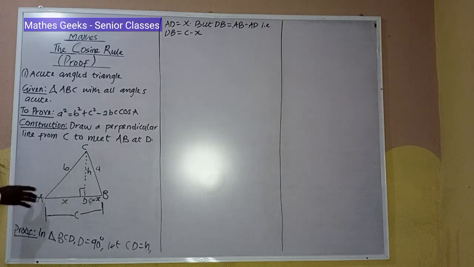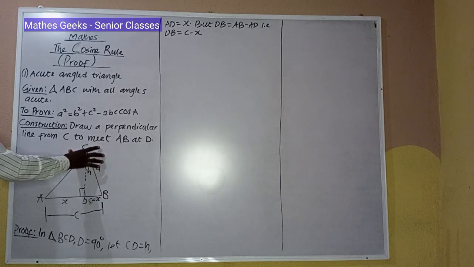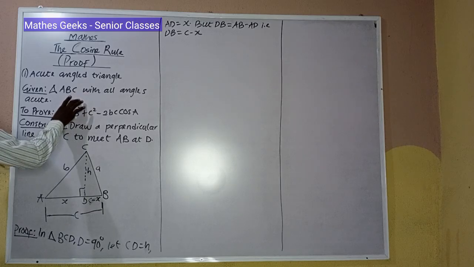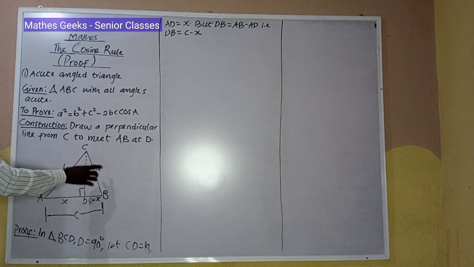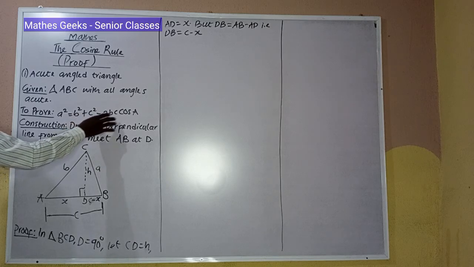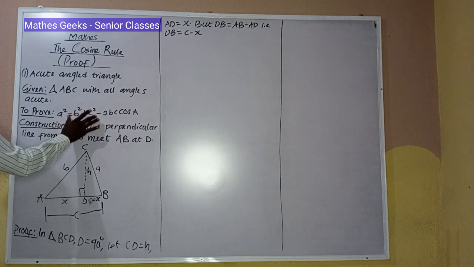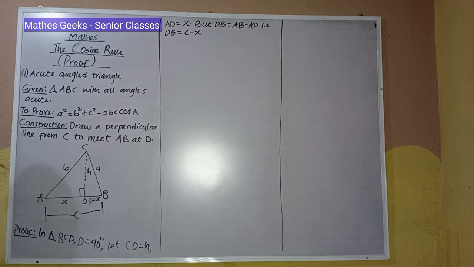First of all, we're given triangle ABC, and with triangle ABC, we want to prove that a squared, the square of this side, is equal to b squared plus c squared minus 2bc cos A, which is the cosine rule or formula. So what do we need to do in order for us to be able to prove that this is true for the cosine rule?